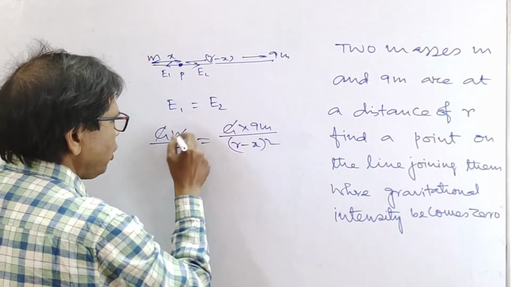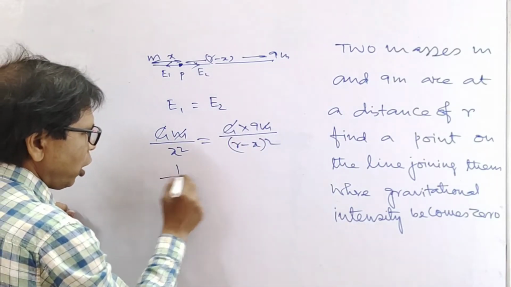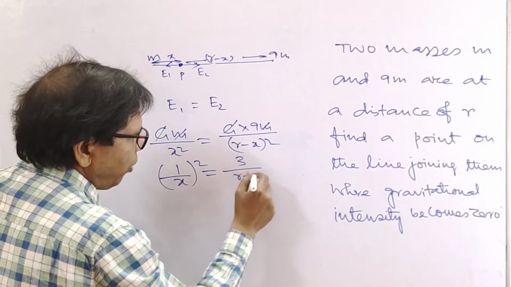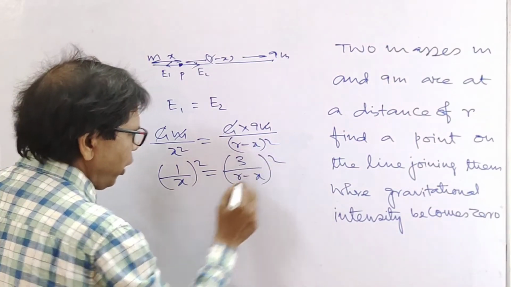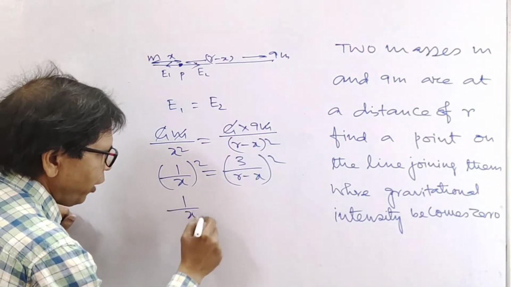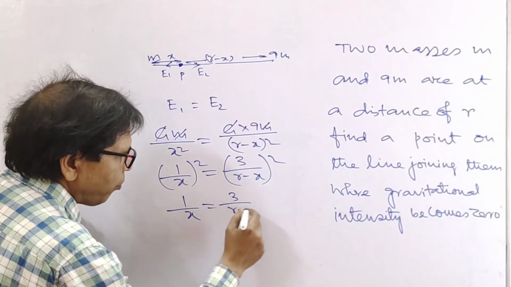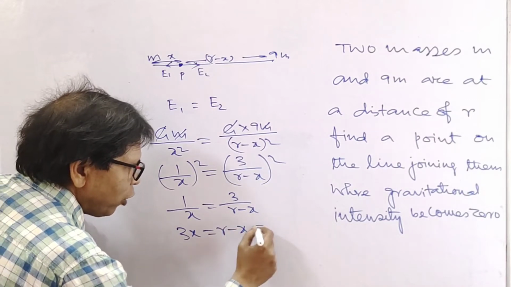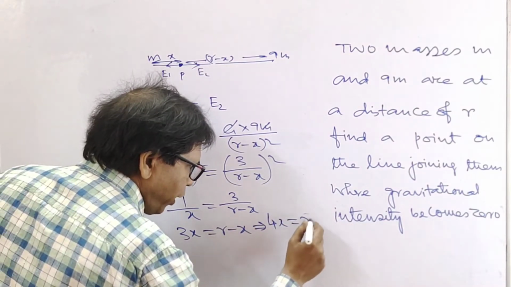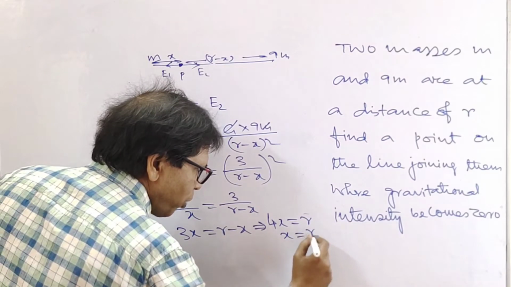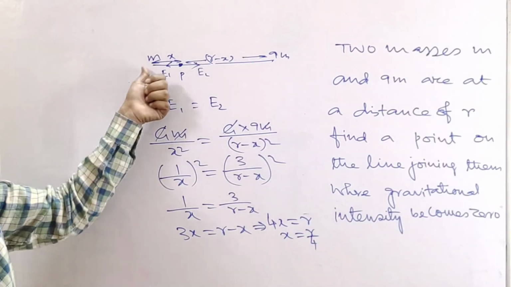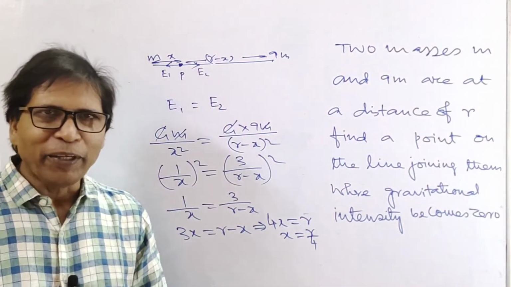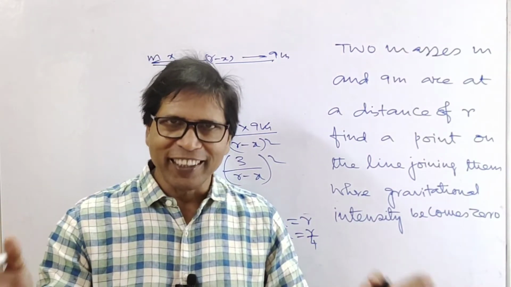Now this cancels out, so 1 by x whole square equals 3 by r minus x whole square. So 1 by x equals 3 by r minus x. So 3x equals r minus x, 4x equals r. Therefore x equals r by 4. Therefore at a distance of r by 4 from the small mass, the gravitational intensity becomes 0.